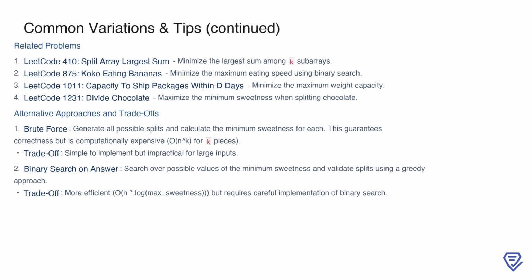Now, let's discuss alternative approaches and their trade-offs. The brute force method, where you generate all possible splits and compute the minimum sweetness for each, guarantees a correct result. However, it quickly becomes computationally expensive, with a time complexity of O(n^k) for k pieces, making it impractical for larger inputs. On the other hand, binary search on the answer is far more efficient. By searching over possible values of the minimum sweetness and validating splits using a greedy approach, you can achieve a time complexity of O(n * log(max_sweetness)). This method strikes a balance between efficiency and correctness, though it does require careful implementation of the binary search logic.